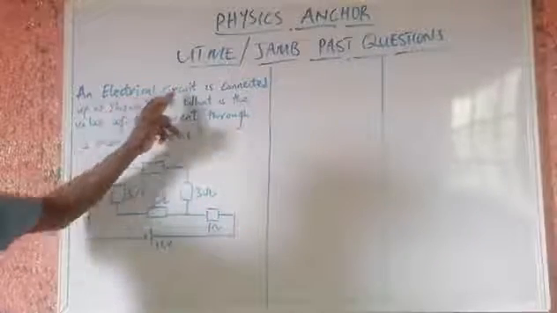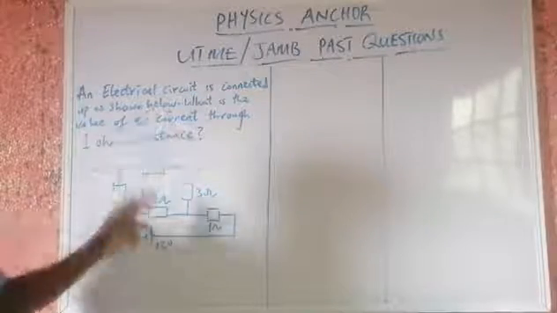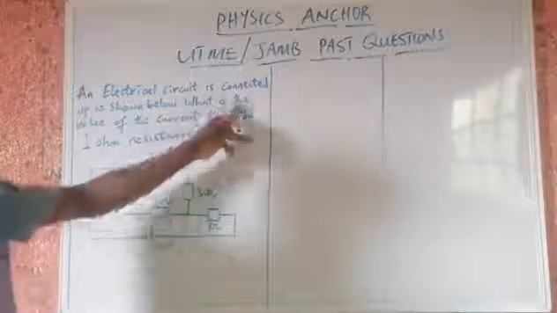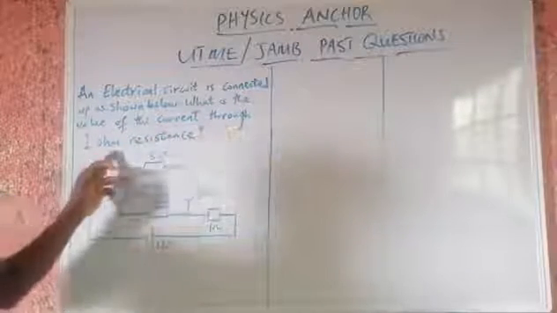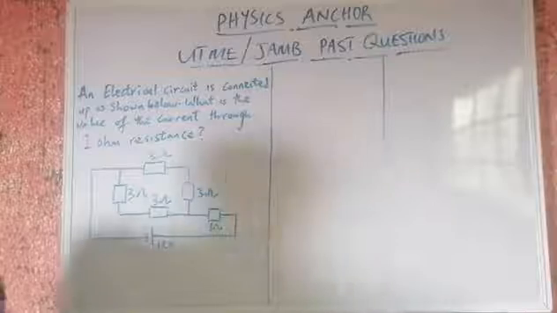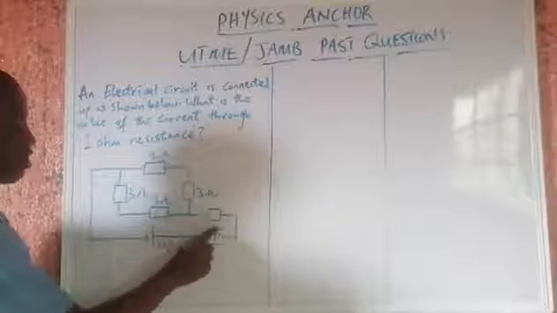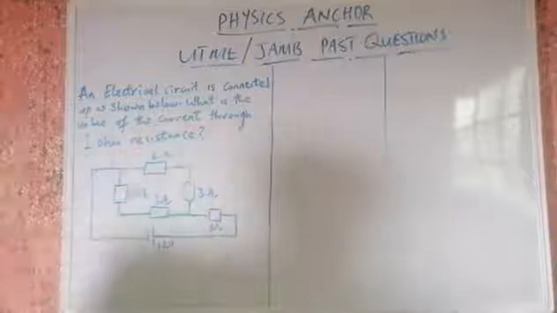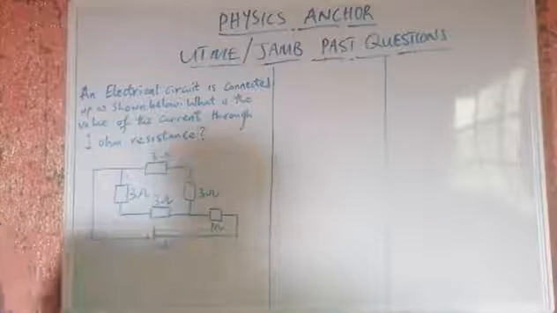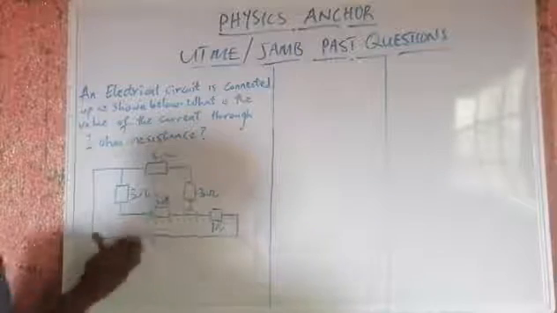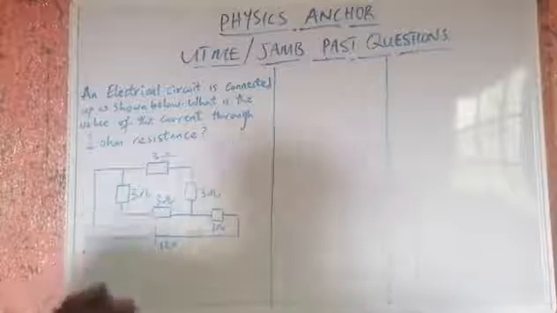An electrical circuit is connected up as shown below. What is the value of the current through 1 ohm resistance? So in other words, they want us to find the current that will flow through this 1 ohm resistance. Before we can get the current that will flow through here, we need to actually break down our connection of the resistors that we have here.